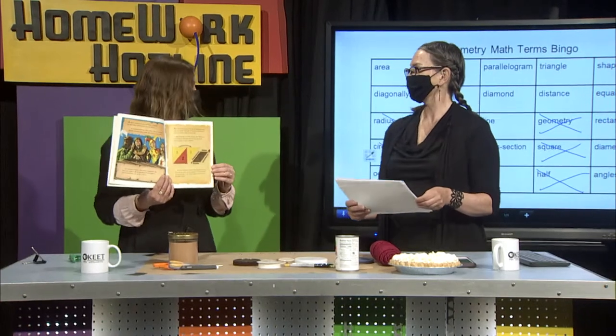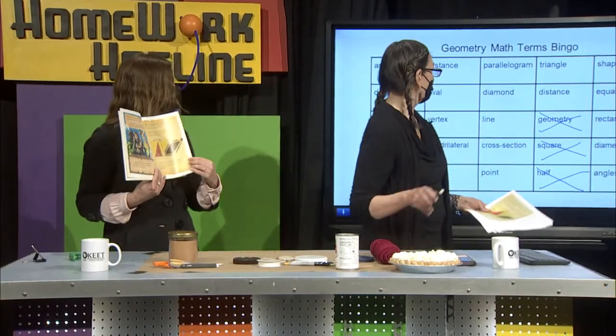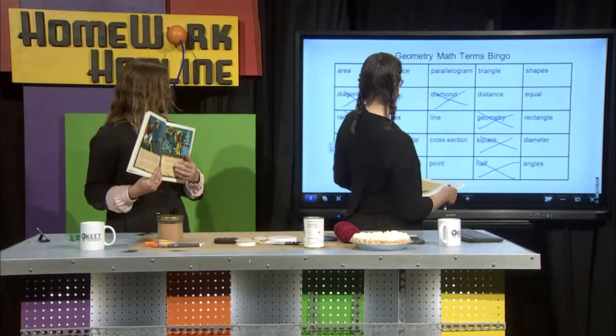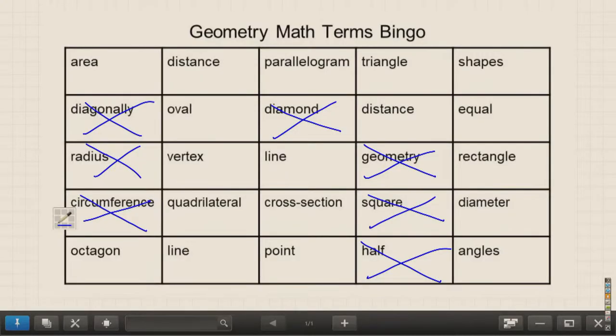All right, so we have diamond, right? Yes. Diagonally. Did you talk about the triangles? Let's see. Oh, diagram. Do we have diagram on there? I think that is it.